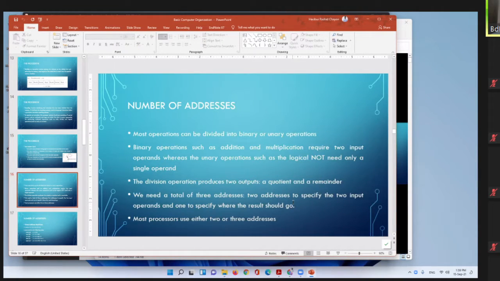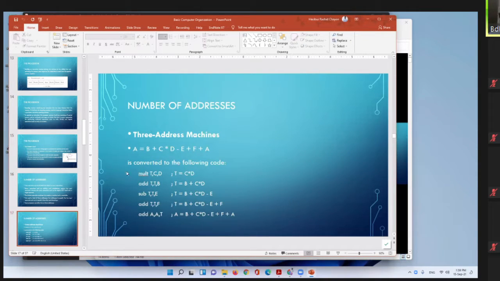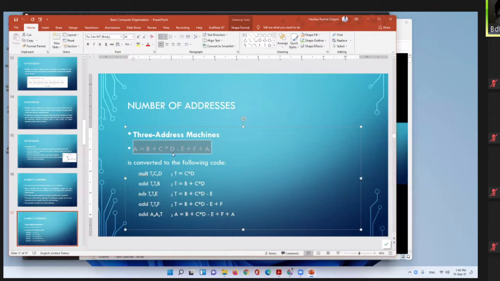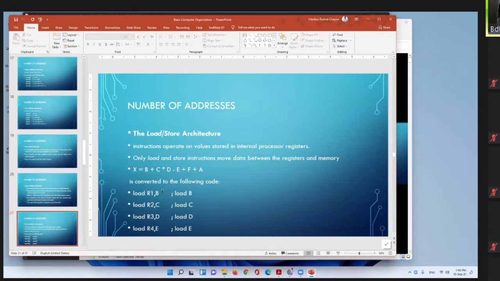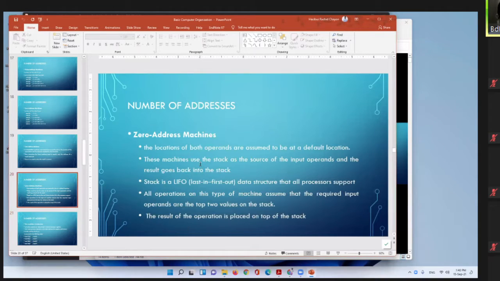Number of addresses, we have discussed several types. The 3-address machine, where we have 3 variables, is very common in the MIPS type of processor we have done. We have discussed how we can convert any high-level equation into our low-level three-address machine, and also for the two-address machine, and also for the load and store architecture. We have practiced these three. I suggest you please also practice these three because it's quite a common question.